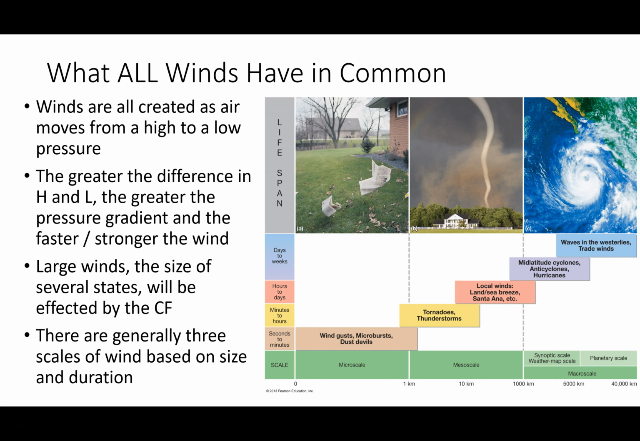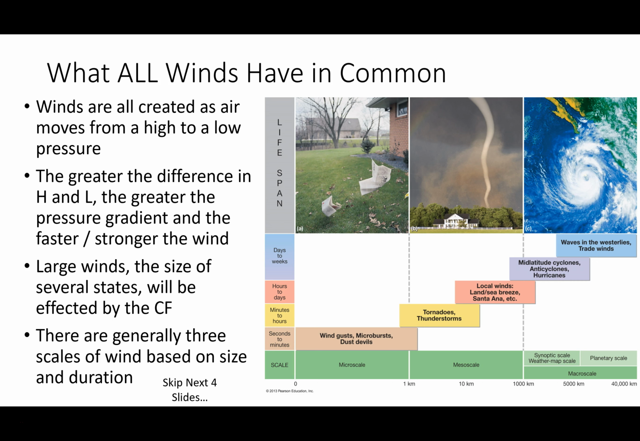A little bit smaller than a planetary scale would be synoptic scale. Okay, and these are synoptic scale, planetary scale, and macro scale. So we have micro, meso, and macro scale. Kind of small, medium, and large winds. How big they are and how long they last.